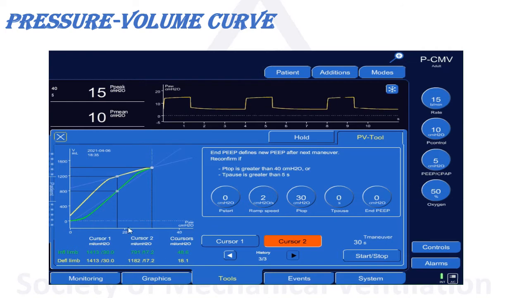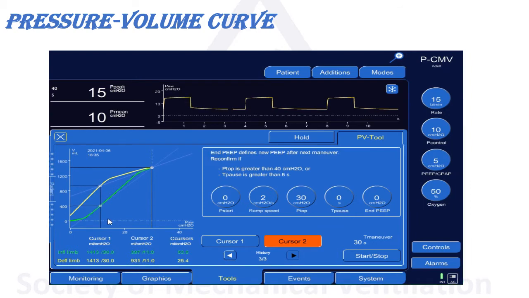I'm sorry, pressure of 17. And the volumes, as you can see, 1130, we're going down, and you can see starting from here, the volumes start to drop linearly too, and that's a point called a point of maximum curvature.